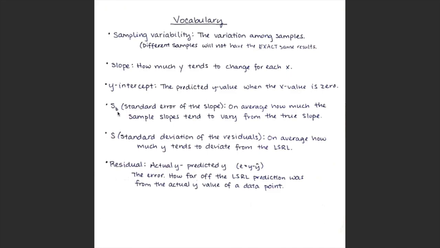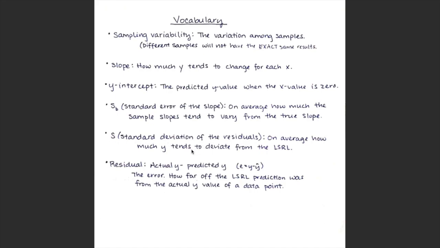Then S sub b is your standard error of the slope. So if you took a bunch of samples of the same size and you calculated the slope of the regression line for each of those, it's telling you on average how much those sample slopes tend to vary from the true slope, right? From whatever's true about the entire population. Okay, and then S here is going to be your standard deviation of the residuals.